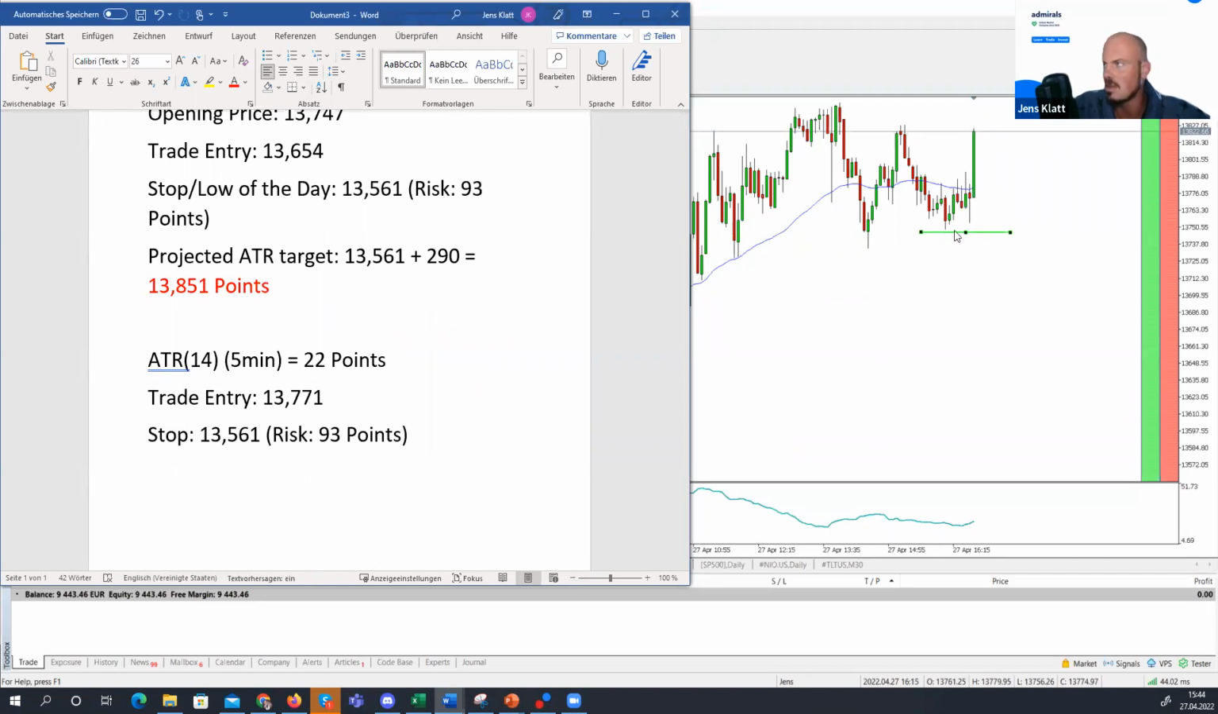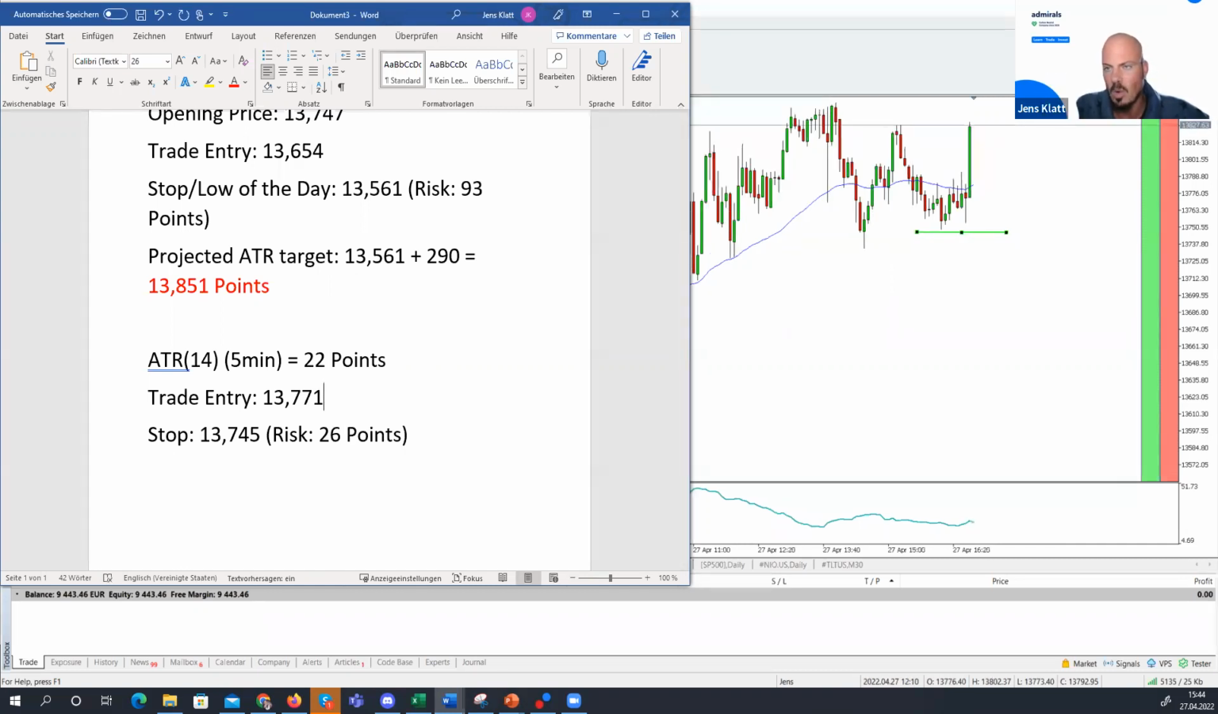So does it make sense? Price action wise, not really sure about that, but let's assume it makes sense. And we're using this stop. So if we place the stop at 745, the risk is 26 points. What would you say? Is the stop too tight, or is it okay to work with such a stop?